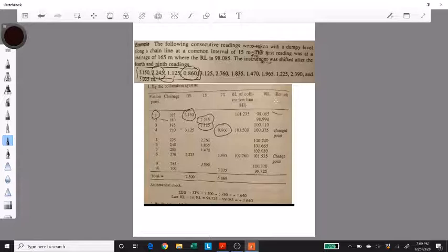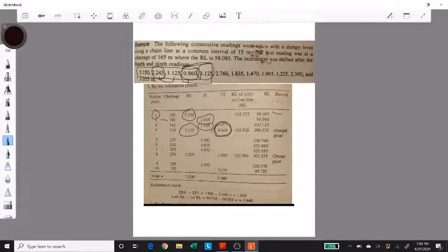Now after that, we change the position of the instrument. That means that when you change the position of the instrument, the next reading is taken at the previous station point. So whenever there is a change point, two readings are taken at that station point. The first one becomes the foresight, since it is the last reading in the first setting of the instrument, and the second one becomes the backside, which is the first reading in the next setting of the instrument.